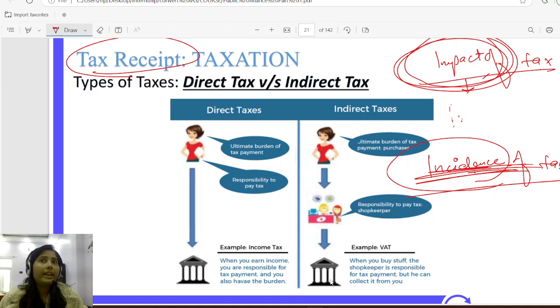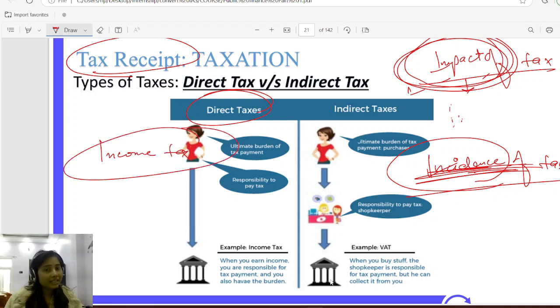Okay, so in direct tax, what happens is impact and incidence of tax is on the same person. Okay, so income tax, suppose income tax, government is imposing on me, if I am above a certain income level, government is imposing tax on me. Okay, so in that case I'll be bearing that tax as well because I cannot transfer it to other people. So in that case, impact and incidence is on the same person, so that is called direct tax.